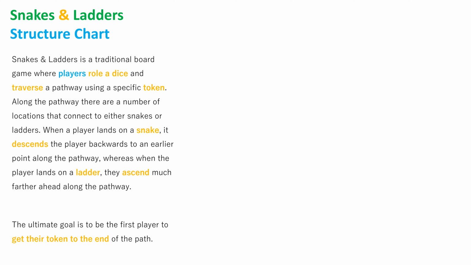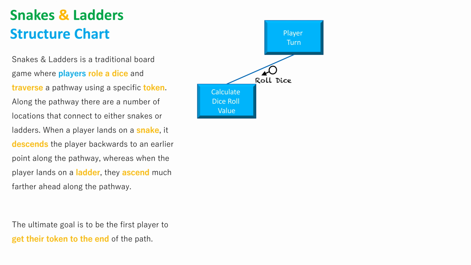So we're going to use a structure chart to not just illustrate how the game works, but illustrate each of the individual players' turns. So the overall sub-program going on here is that of player turn. Now, the first thing a player does when it is their turn is they roll a dice, okay? And that dice roll is used to calculate the dice roll value. And essentially what happens after the dice roll value is calculated is it needs to be recorded.